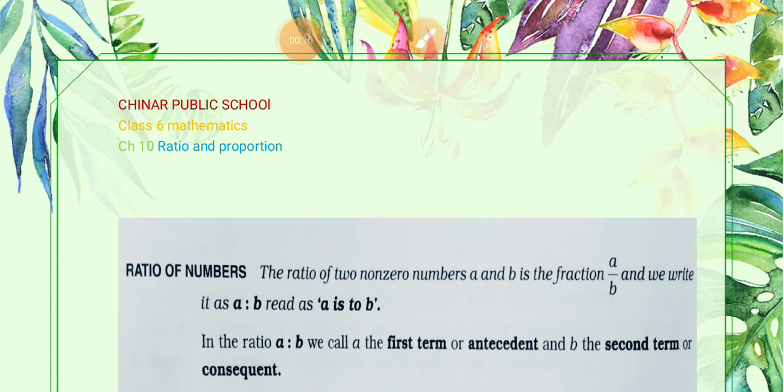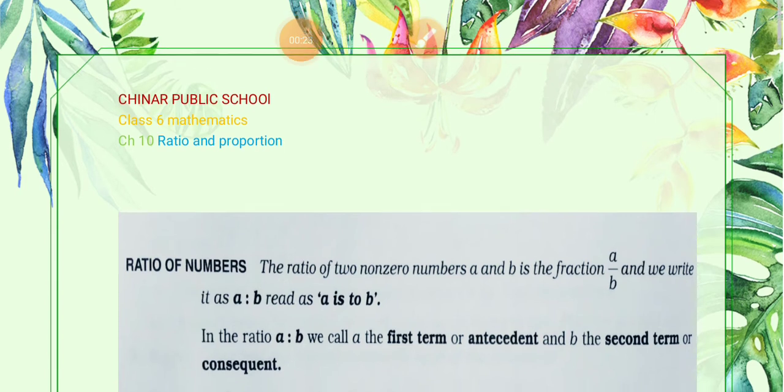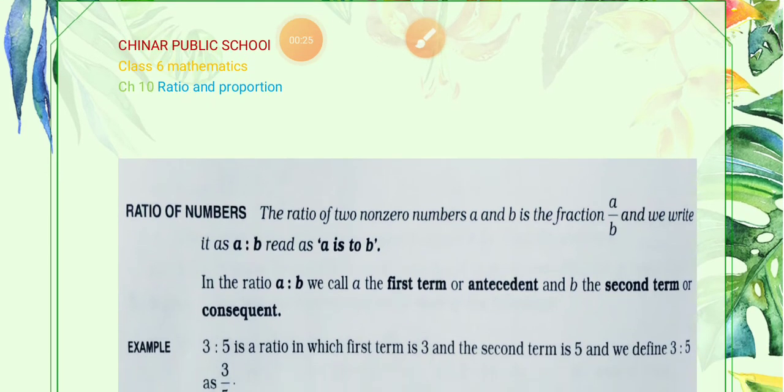Chinnar Public School, Class 6, Mathematics. Today, we are going to start Chapter 10, Ratio and Proportion. What did I say? Ratio and proportion. Now, the first thing is this: what's the meaning of ratio? How do we represent any number in the form of a ratio?